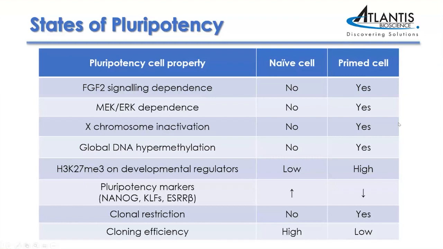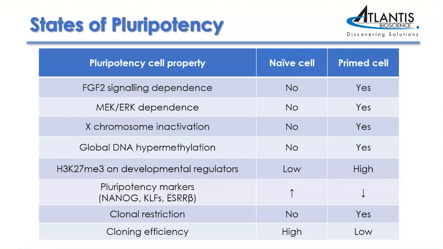In the primed stem cells, their X chromosome is inactivated and there is a global upregulation of DNA methylation, and they also acquire histone trimethylation at the developmental regulators. Some of the pluripotency markers are also downregulated in the primed stem cells, but not in the naive stem cells. All in all, the primed stem cells are more clonally restricted and have a lower cloning efficiency, and they are more committed to a specific cell fate before the user can direct their differentiation.